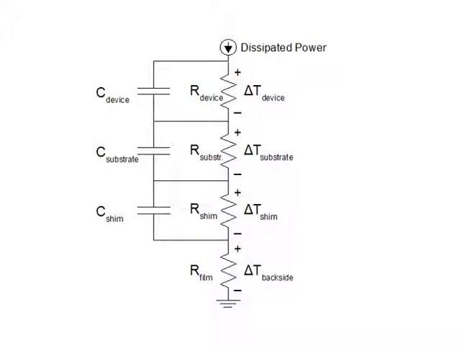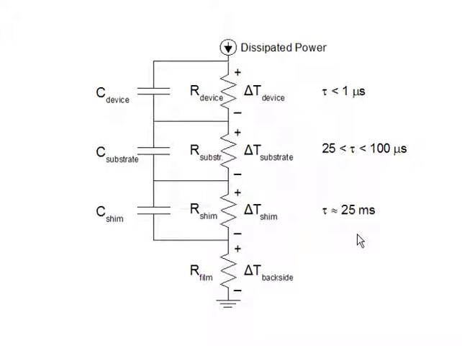So for the particular parameter settings and materials that we have configured in the generic FET template, we see that the device would have a time constant of less than 1 microsecond. The substrate, a time constant between 25 and 100 microseconds, and the metal shim and its attachment layers, a time constant of about 25 milliseconds.